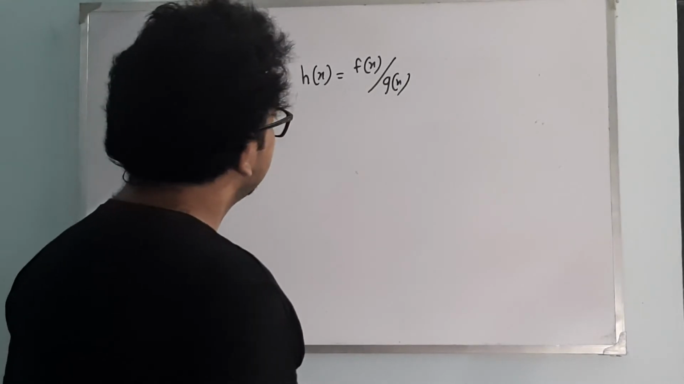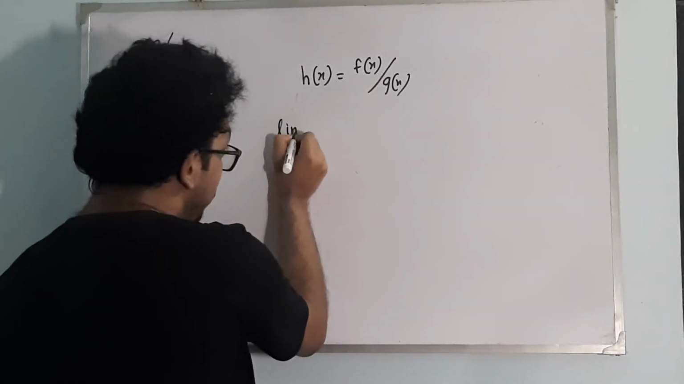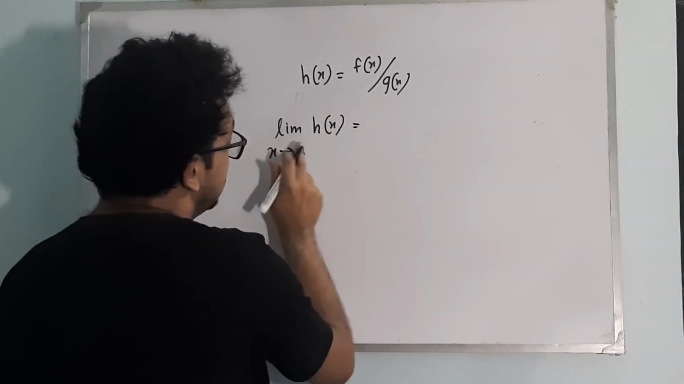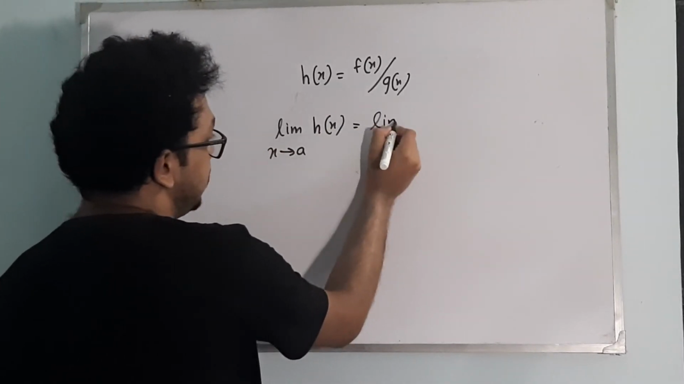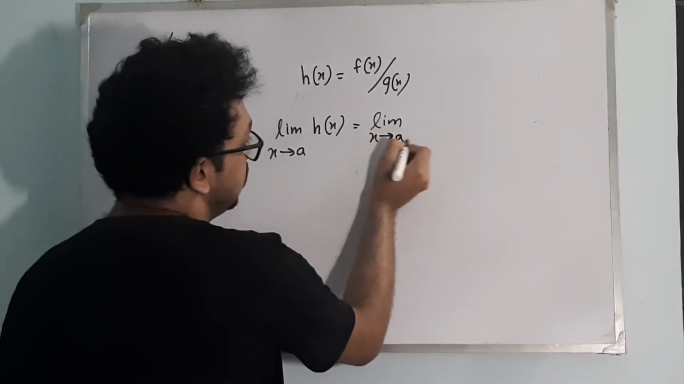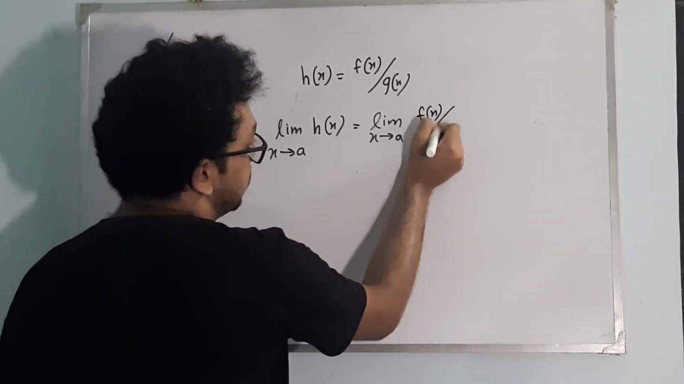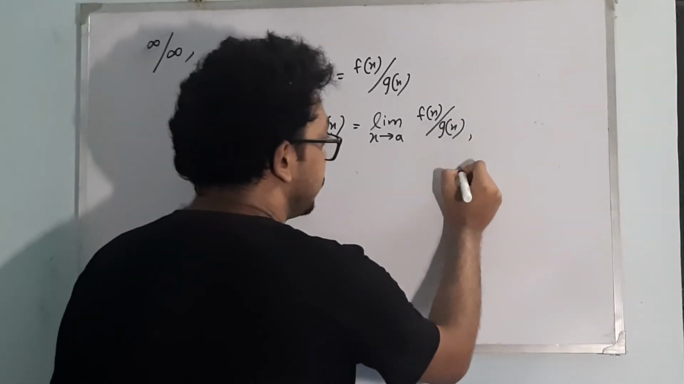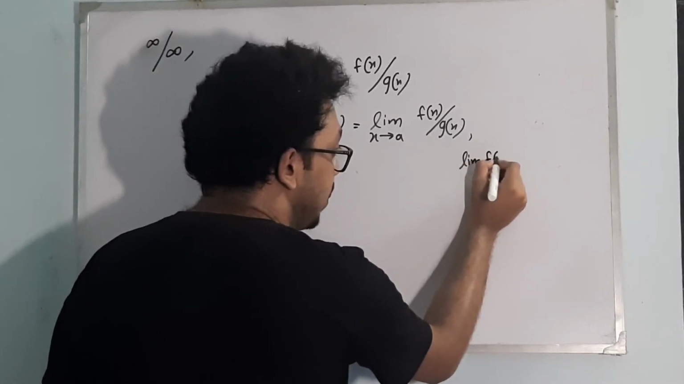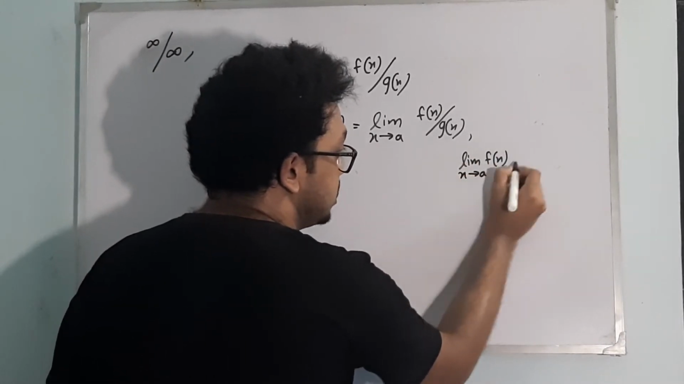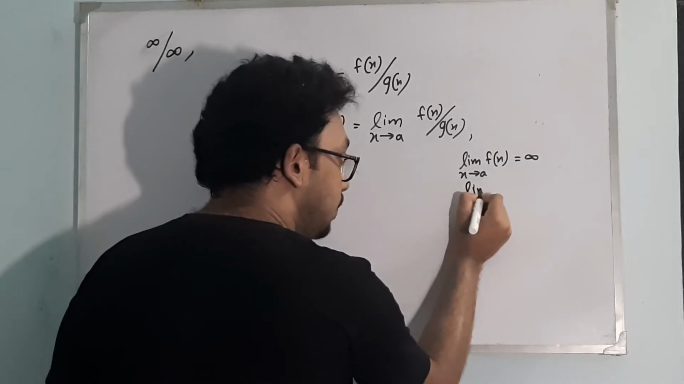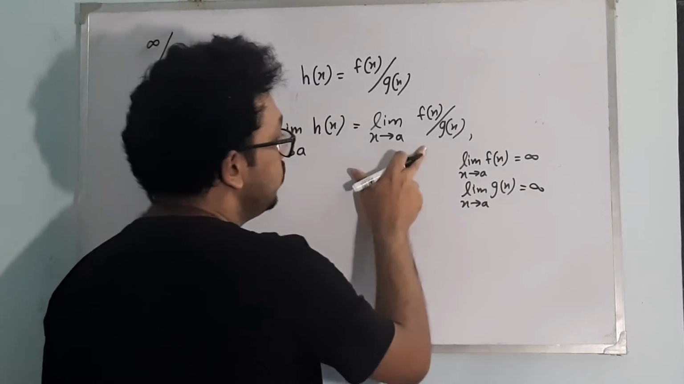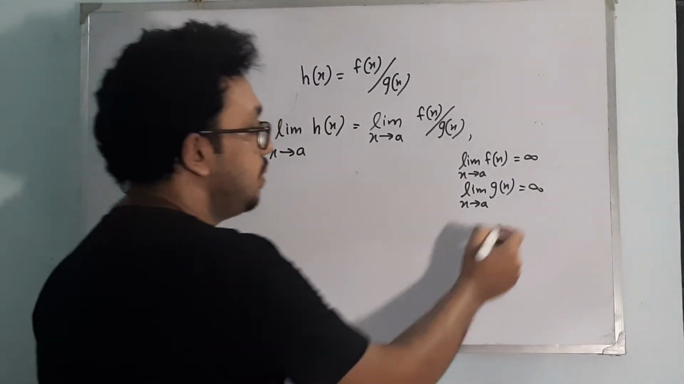And suppose you want to evaluate the limit of h(x) when x is tending to a. So the limit of h(x) when x tends towards a is nothing but the limit as x tends towards a of f(x) upon g(x), right? Because h(x) is f(x) by g(x). Now if the limit of f(x) when x tends towards a is infinite and the limit of g(x) when x tends towards a is also infinite, then we'll say that this limit is in infinite by infinite form.